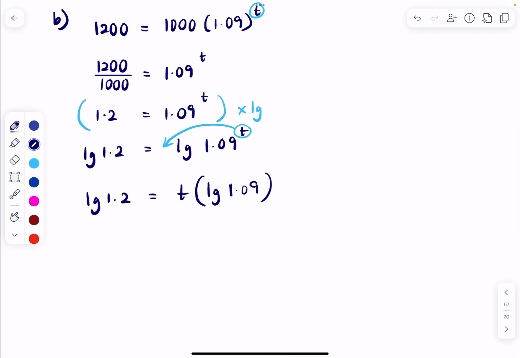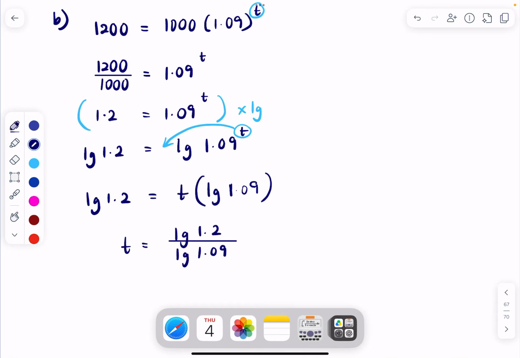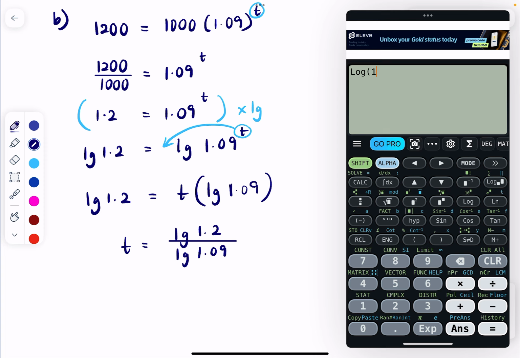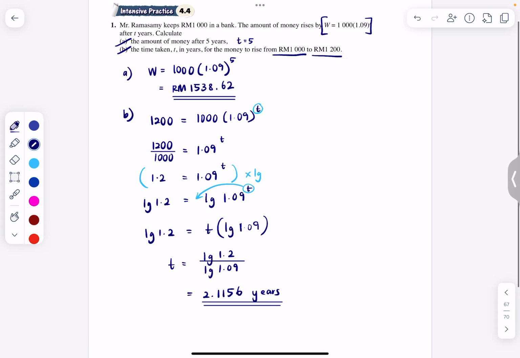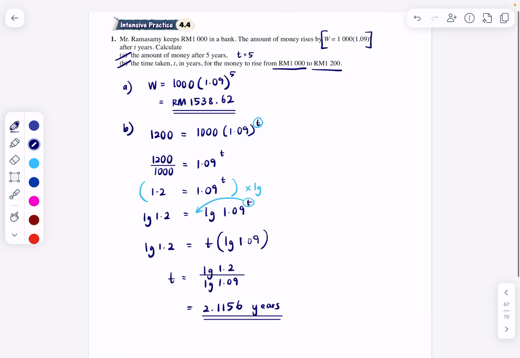Right. To make t the subject, we bring this one over here, it becomes divide. So log 1.2 divided by log 1.09. We get 2.1156 years. So after this many years, 1000 ringgit would have grown into 1200 ringgit. Done.